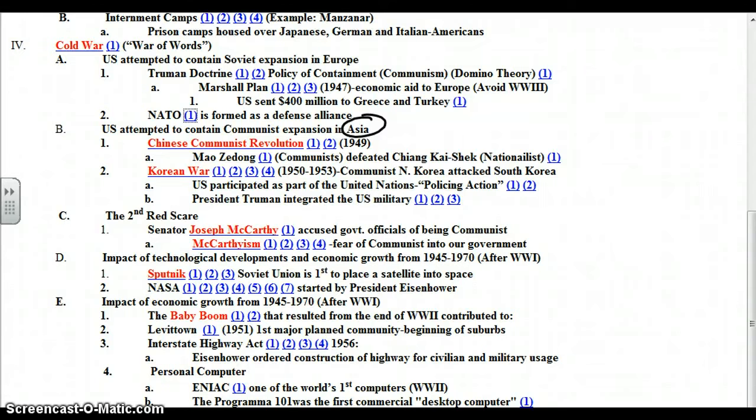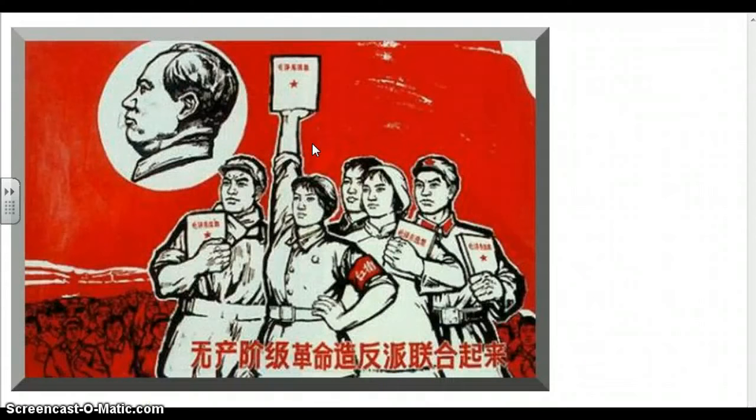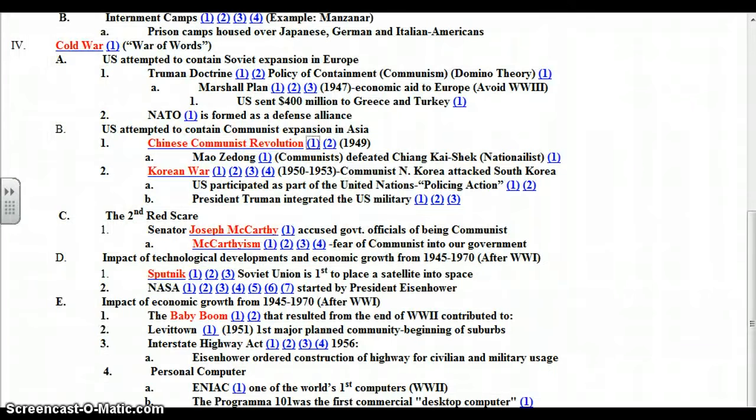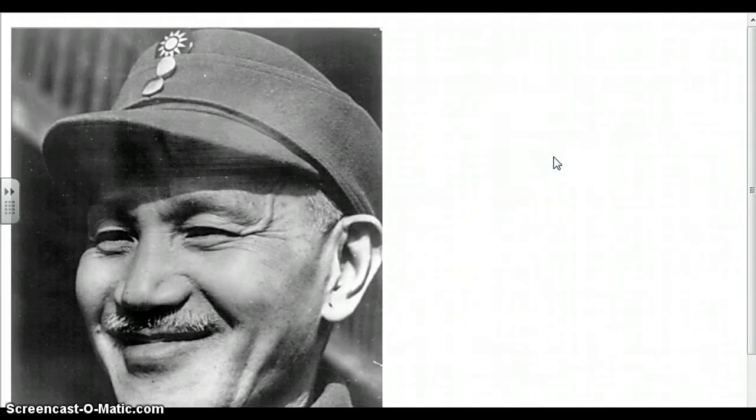In 1949, there was a communist revolution in China, very similar to the Bolshevik revolution in Russia in 1917. The Bolshevik revolution in 1917 was led by a man named Vladimir Lenin. In 1949, the communist revolution was led by a man named Mao Zedong. Mao defeated Chiang Kai-shek, the nationalist leader of China.